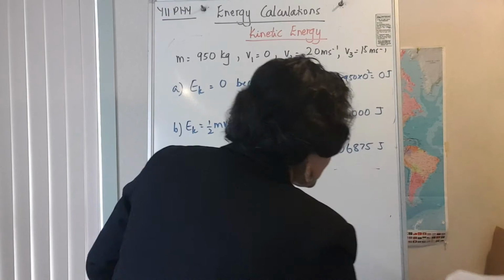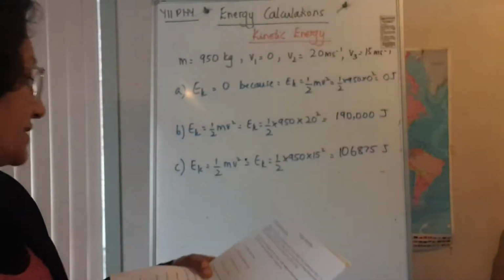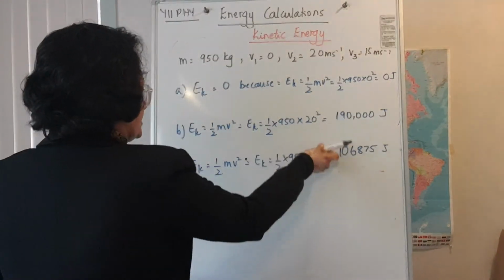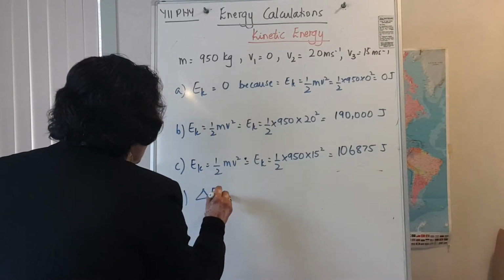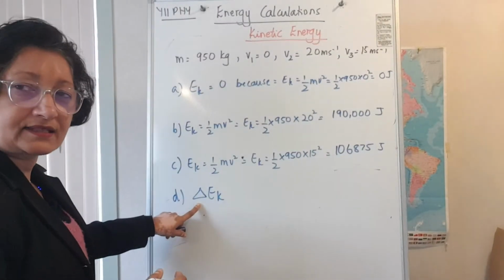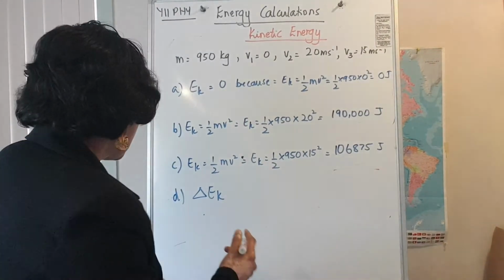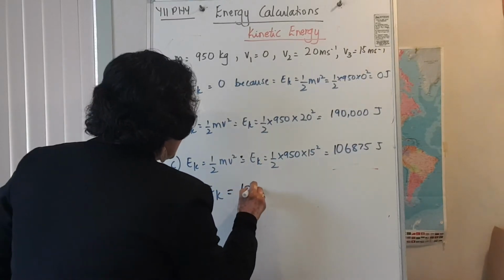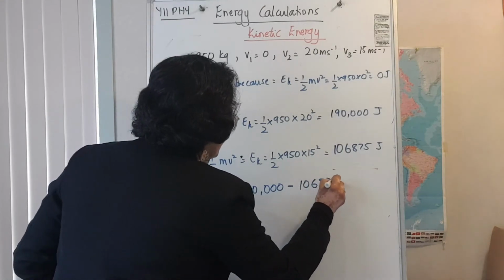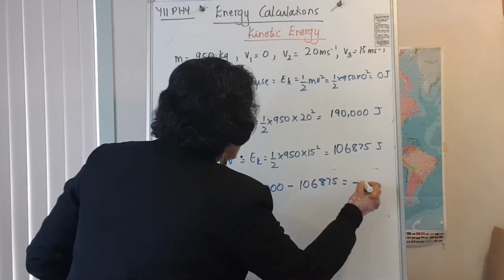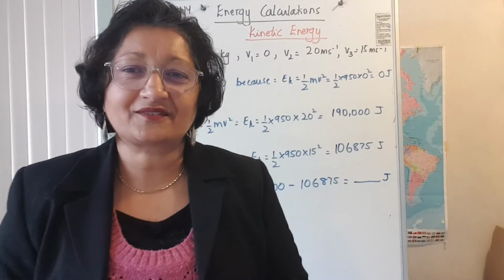Okay, and then the next part is calculate the change in kinetic energy as it slows down. So this last little bit. Okay, the change in kinetic energy is just one minus the other. So D, change in kinetic energy. So change is always represented by this triangle, which is a Greek letter, and it's called delta. Okay, so you just go 190,000 minus 106,875, and then whatever answer you get is your answer in joules. And I hope that made sense, and I hope that was useful.